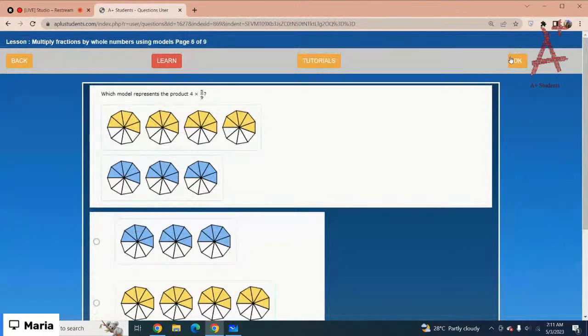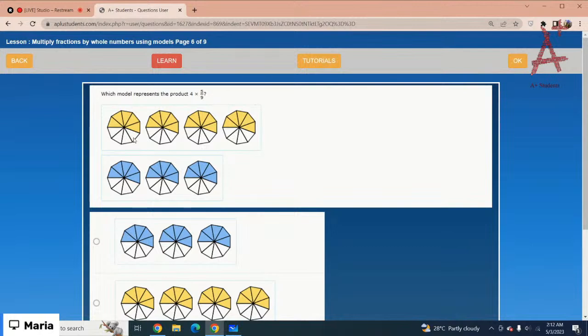Which model represents the product 4 times 5 over 9? So which is the correct option? 4 times 5 over 9 means you have four shapes, and all the shapes have nine portions, and out of the nine, five of them are colored. So which is the correct option?